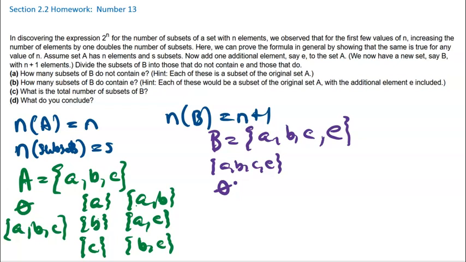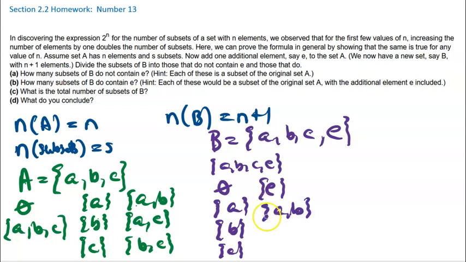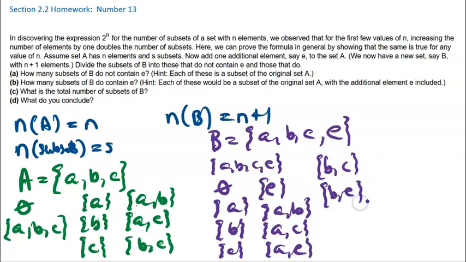Remember, those are always subsets, the full set and the empty set. Now let's just do one at a time. That's A, B, C, and E separately. And then how about 2 at a time? That would be A with B, A with C, A with E, and then we're going to look at B with C, trying to keep this very organized, B with E, and then finally C with E.